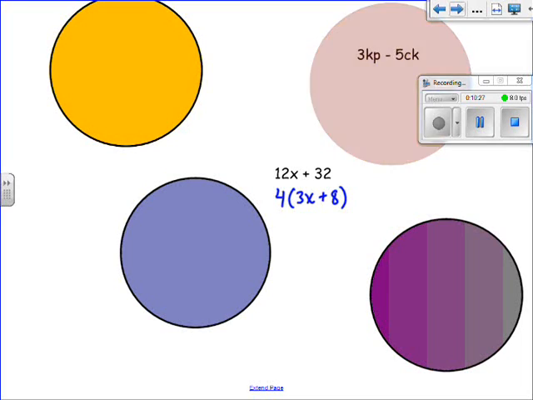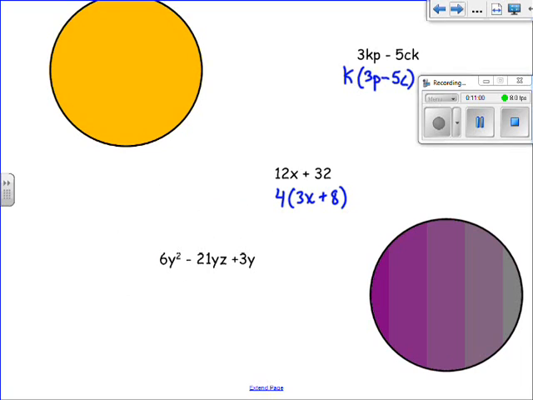What about that one? 3kp minus 5ck. Now, in a problem, look not just to see if the coefficients have a common factor, but also the variables. In this example, the coefficients don't have a common factor other than 1, but there is clearly a common factor of k. So factor out the k, and you have left 3p minus 5c. That's the factored form.